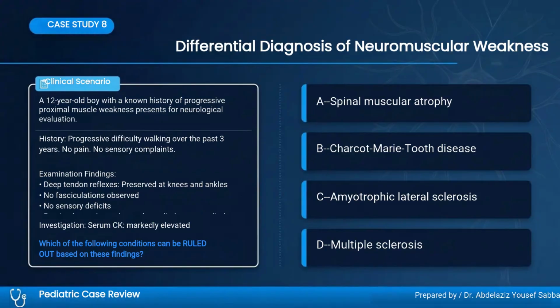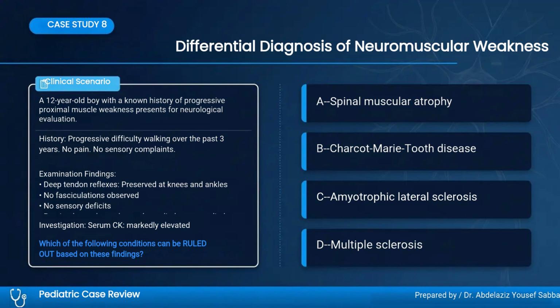Case Study 8. A 12-year-old boy with a known history of progressive proximal muscle weakness presents for neurological evaluation. History: progressive difficulty walking over the past 3 years, no pain, no sensory complaints. Examination findings: deep tendon reflexes preserved at knees and ankles, no fasciculations observed, no sensory deficits, proximal muscle weakness greater in lower limbs than upper limbs, and calf pseudohypertrophy present bilaterally. Investigation: serum creatine kinase markedly elevated. Which of the following conditions can be ruled out based on these findings?